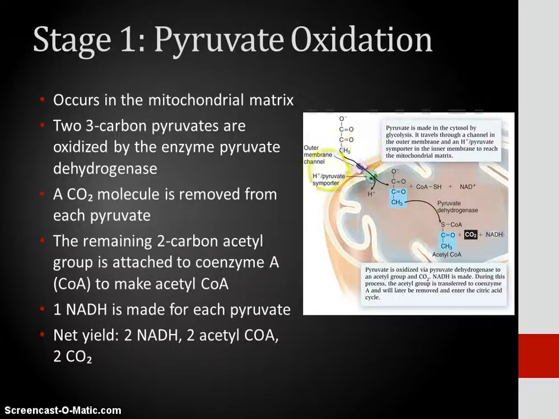And quickly looking at the diagram over here, we can see that pyruvate is made in the cytosol in glycolysis, we know, and it travels through a channel in the outer membrane and an H+ pyruvate symporter in order to reach the mitochondrial matrix of the mitochondrion.